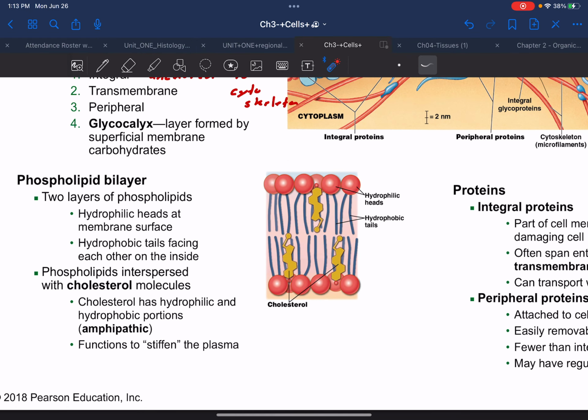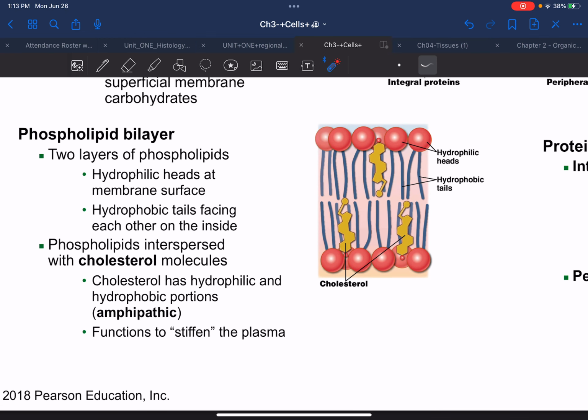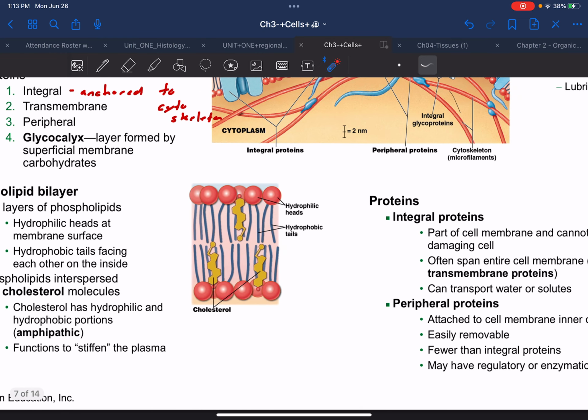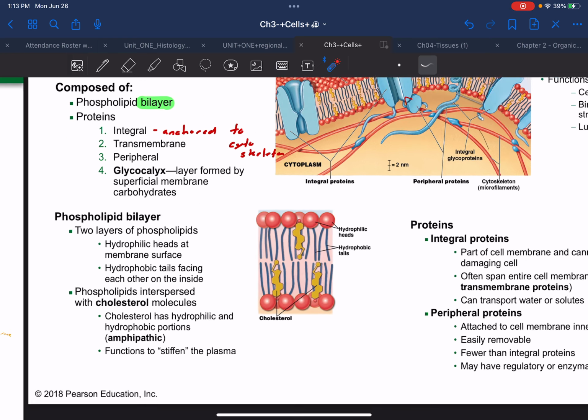And so this phospholipid bilayer has our hydrophobic tails, water-fearing, hydrophilic heads, which love water, and they have embedded cholesterol, which helps stiffen the plasma membrane. And so depending on how much cholesterol you have on that membrane will determine how stiff that plasma membrane is. And that's really going to be a very specific situation as to why you would see it on some cells and not other cells. For us, we just need to know that cholesterol stiffens the plasma membrane.